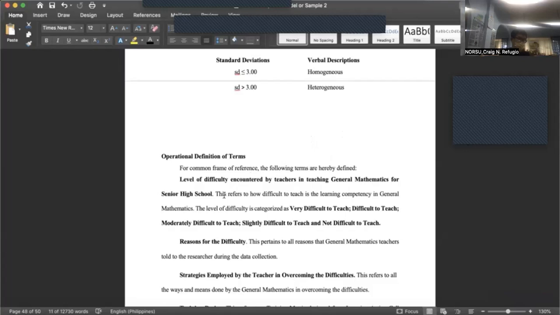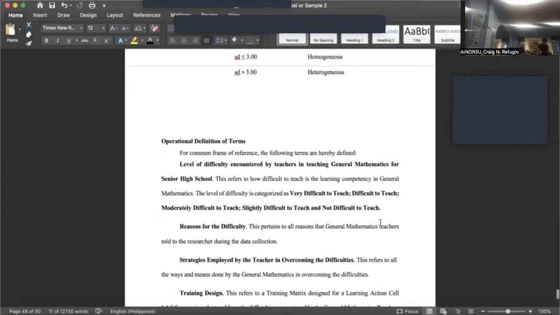But of course, the definition must be copied. You say this refers to how difficult to teach is the learning competency in general math. But you are going to contextualize that one, no? Depending on what subject. You are going to copy the level of difficulty is categorized as very difficult to teach, moderately difficult to teach, then slightly difficult to teach, and not difficult to teach. So all of these must be copied. However, if the focus is a student, you're going to change that one: very difficult to learn, moderately difficult to learn, slightly difficult to learn, and not difficult to learn. Did you get me?